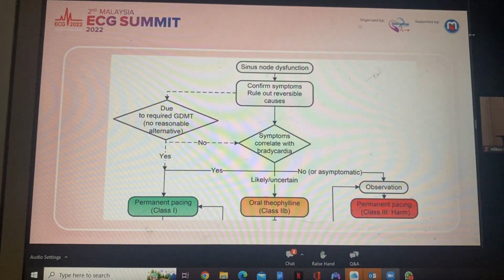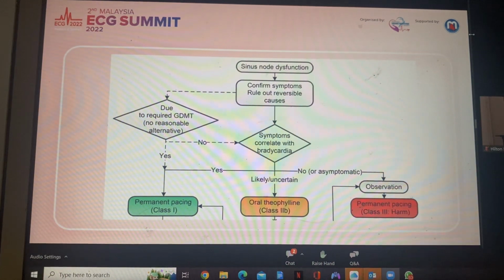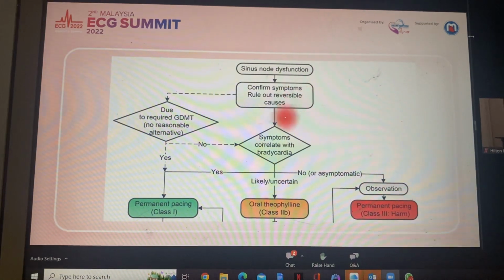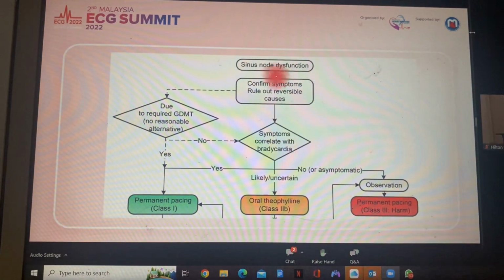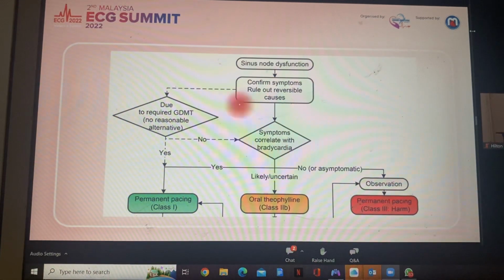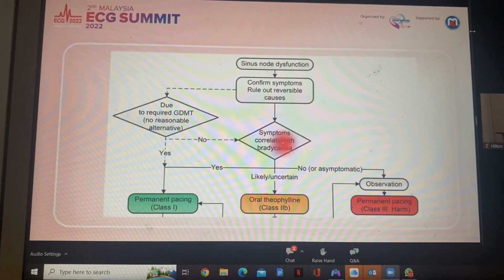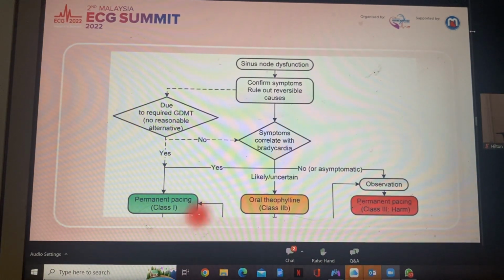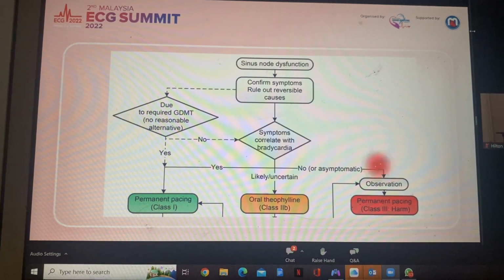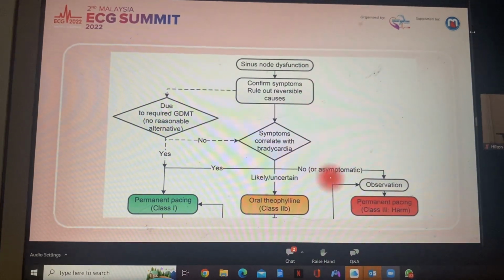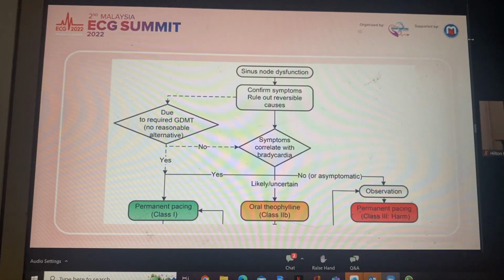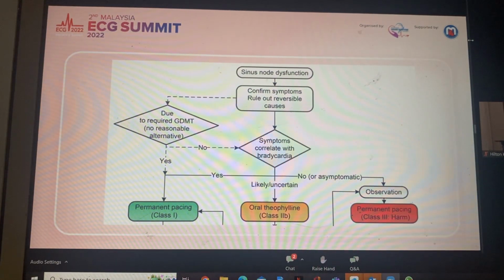So based on our clinical guideline, they have stated that in a patient with sinus node dysfunction, we need to confirm the symptom first and then rule out any reversible cause of the symptom. And number two, we need to correlate whether the symptom is related or not to the bradycardia. So our patient had a sinus pause of almost 4 seconds, and was dizzy and symptomatic during that time. So definitely in this kind of patient, a permanent pacemaker will be a class 1 indication. Except in the first patient, we had an asymptomatic patient. Basically, you can observe, and a permanent pacemaker will be a class 3 recommendation for that patient.